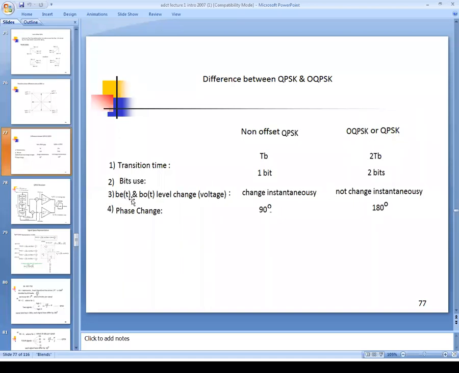Bits used. The voltage level change or phase change is different in offset QPSK. The initiating change takes place in offset QPSK. And the phase angle between them is 90 degrees in non-offset QPSK.